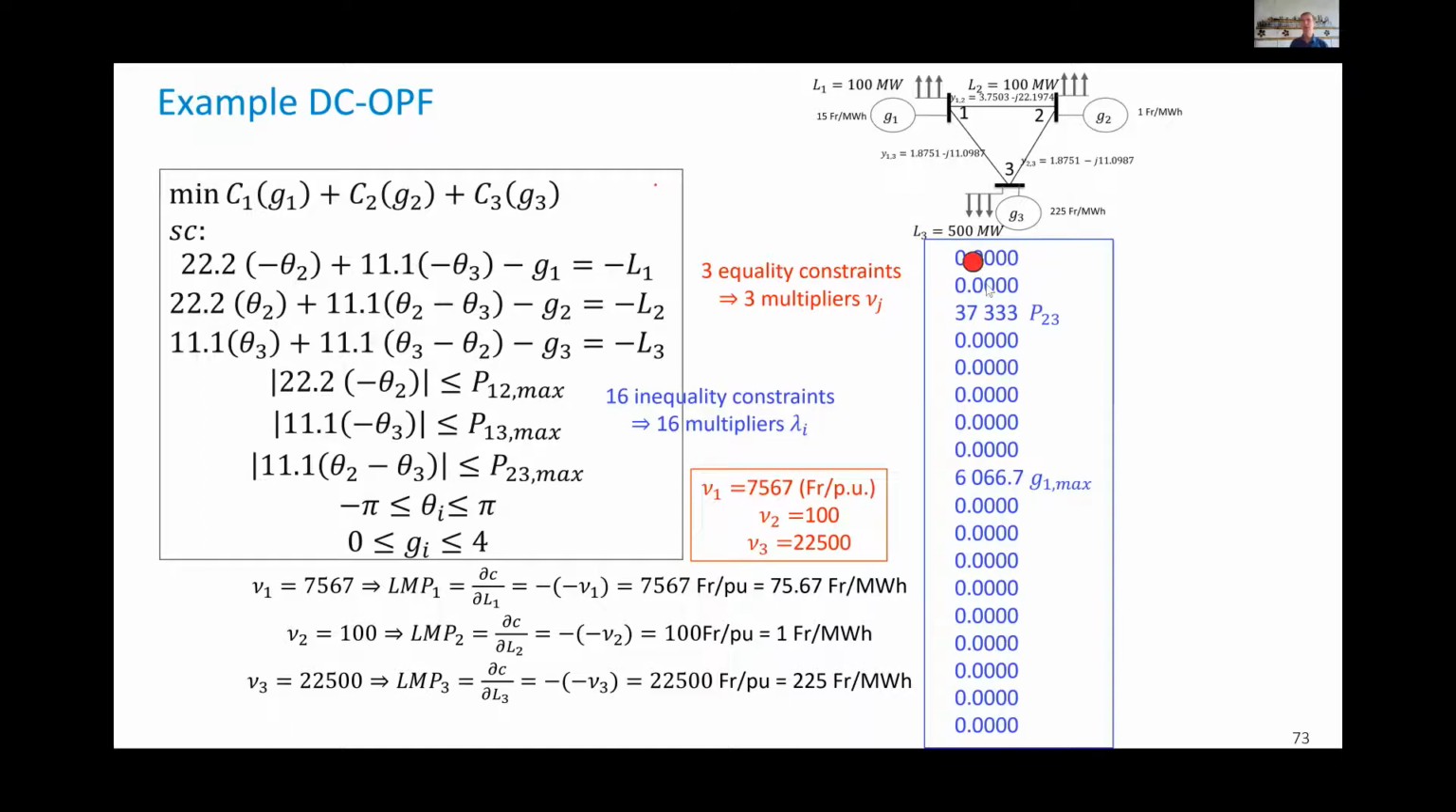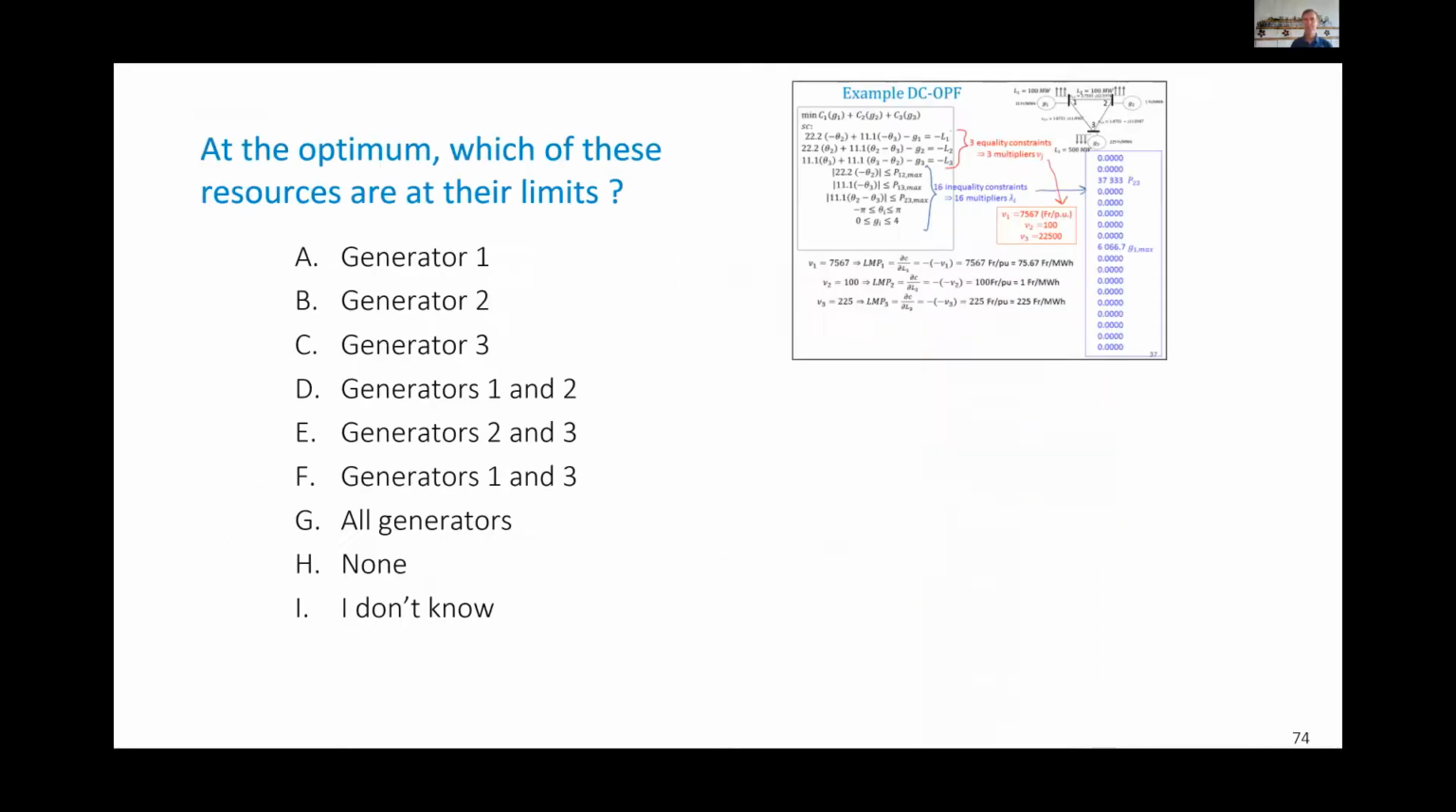Here I have listed, for curiosity, all the Lagrange multipliers that are returned. We see that they're all 0. Those are all the ones for inequality constraints. They're all 0 except 2 of them here. Which leads me to my next quiz. At the optimum, which of the resources, at least in the DC-OPF, are at their limits?